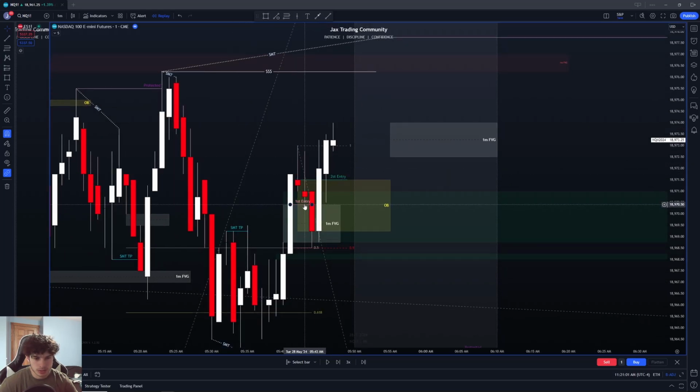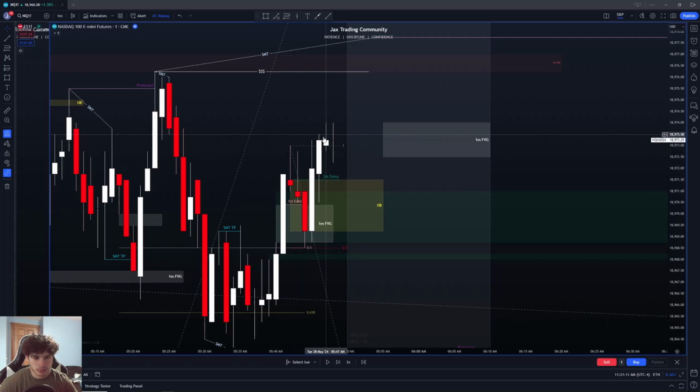So right here, this would be considered a first entry. It's the first entry I would take. First entry in the model. So we come up, we respect this, right? And now that we're out of here and we closed up here, I want to see us come back down to probably respect this order block.